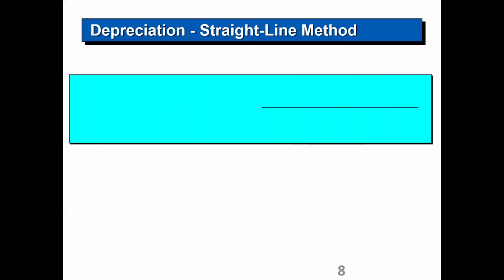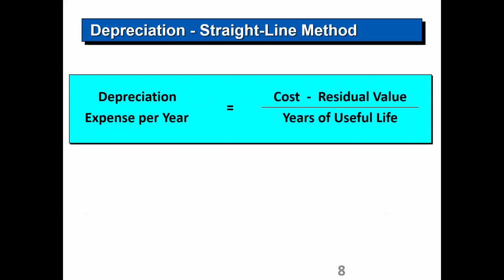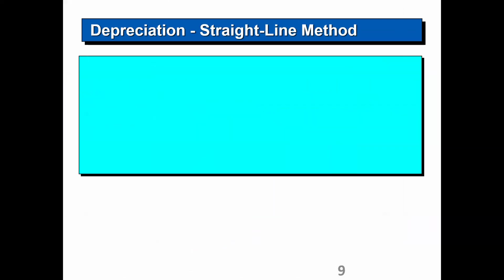So how are we going to calculate depreciation? Depreciation expense per year will be equal to cost minus residual value divided by years of useful life. So when we purchase an asset, we have certain costs incurred. At that time, we estimate the useful life of the asset, and at the same time, we estimate that once the asset is used for the estimated useful life, what is the price we'll get if we sell it in the market? So that's the residual value or salvage value.